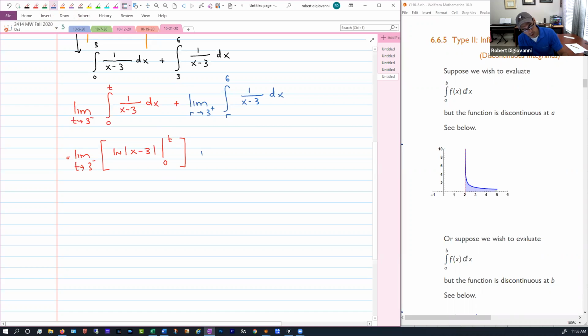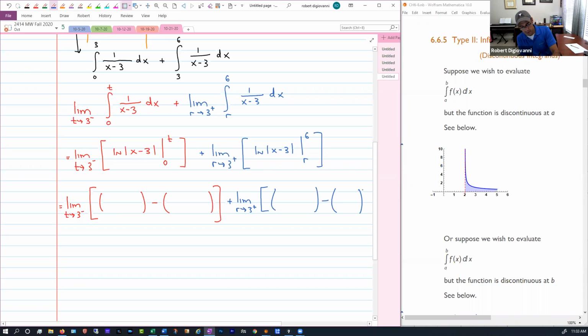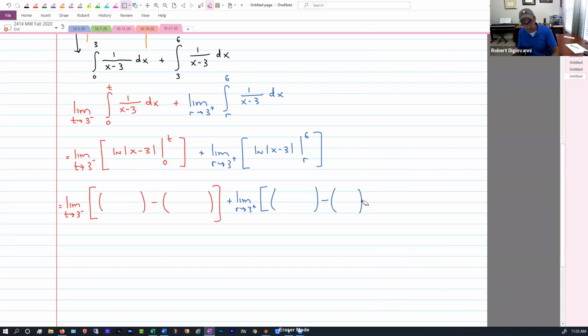Then we have to do plus the limit as r approaches 3 from the right. The antiderivative is natural log absolute value of x minus 3, evaluated from r to 6. Limit as t approaches 3 from the right, and then I'm going to have two things subtracted here. And then I'll have another limit as r approaches 3 from the right, and I'll have two things to subtract there.